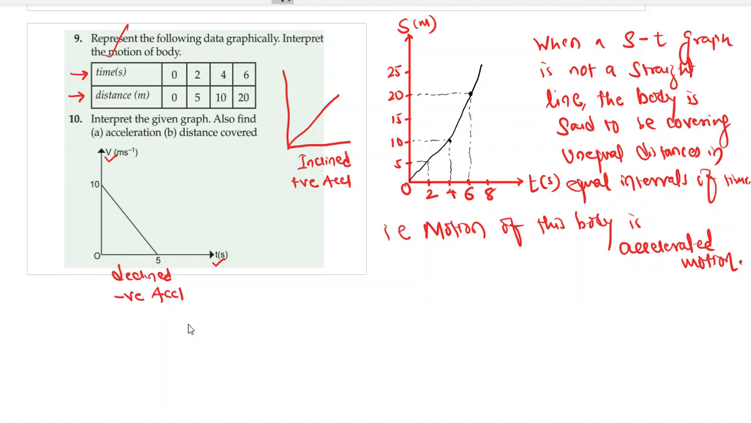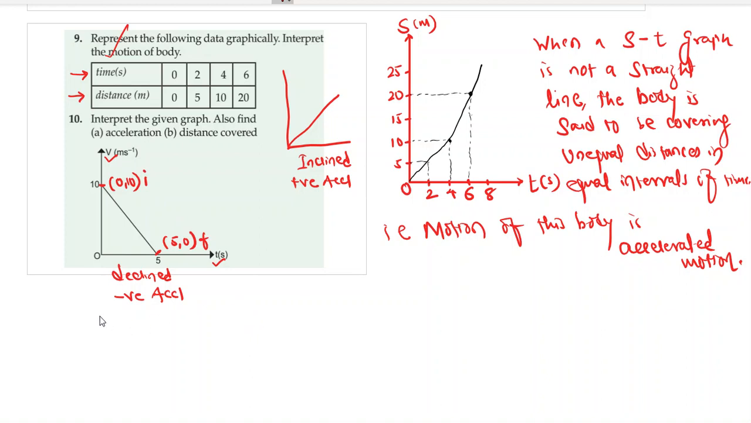So we have to find acceleration and the distance covered. How to find acceleration of this declined line? Again, we can find the slope of the line. But remember, here x1, y1 will be this point. What will be x1, y1? 0, 10. And x2, y2 will be this point, 5, 0. Right? This is initial conditions and this is final conditions.